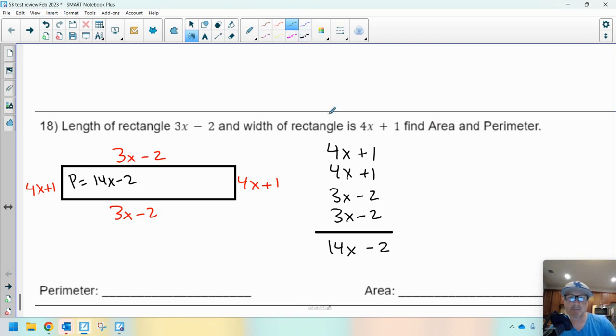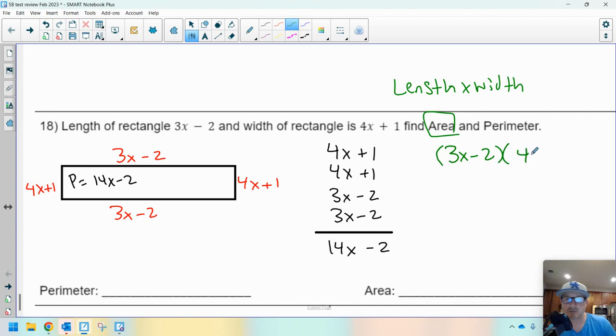Area is when we multiply length times width. Area is length times width. So we have the length of 3x minus 2 times the width of 4x plus 1. This is a FOIL situation. We have a binomial times a binomial, 3 times 4 with an x times an x, 12x squared. 3x times 1 plus 3x. Negative 2 times 4 minus 8x. Negative 2 times 1 minus 2.